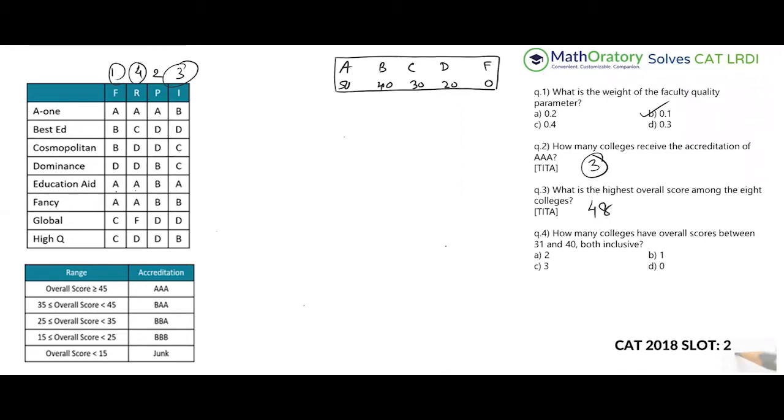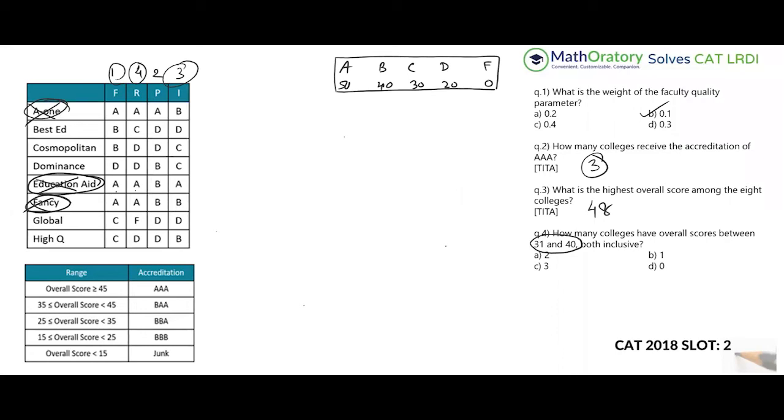Question 4 is asking how many colleges have overall scores between 31 and 40. Now this is interesting. In order to get 31 to 40, you need to have some C's, right? We don't have to check those colleges which we already know are getting the accreditation of AA. So A, E, and F, these 3 colleges we don't have to check. We can strike these off directly.